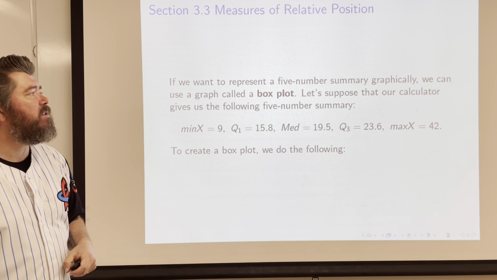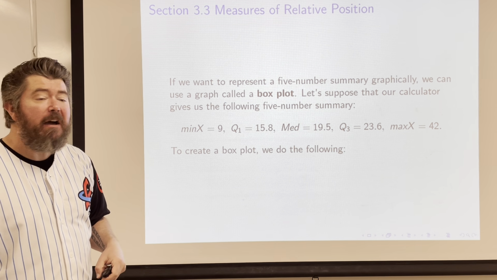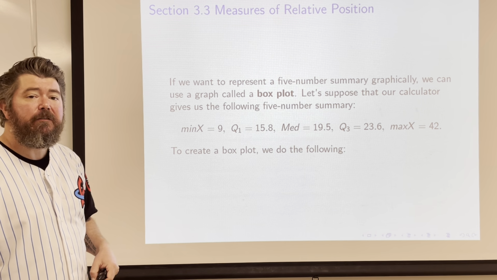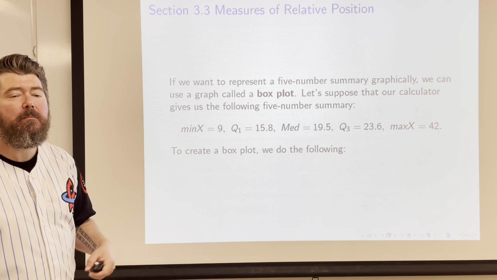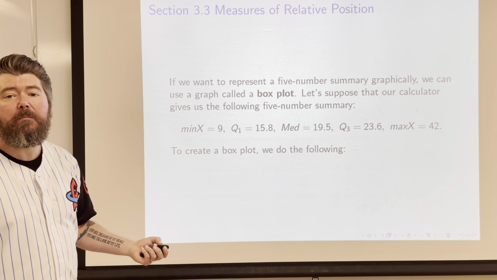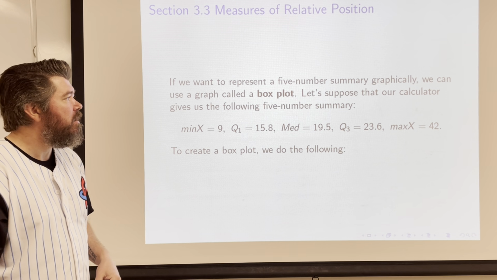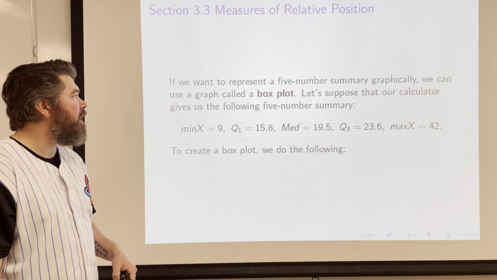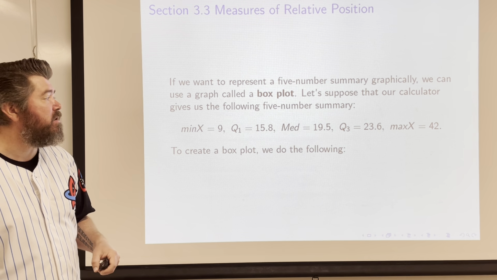If we want to represent a 5-number summary graphically, we can use a graph that we call a box plot. Some books will call this a box and whiskers plot. Our book just calls it a box plot. So let's suppose that our calculator gives us the following 5-number summary.